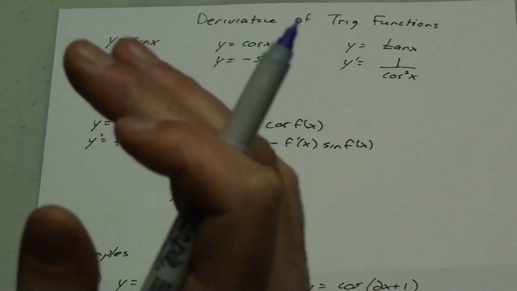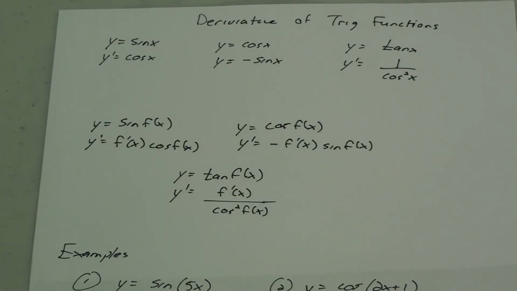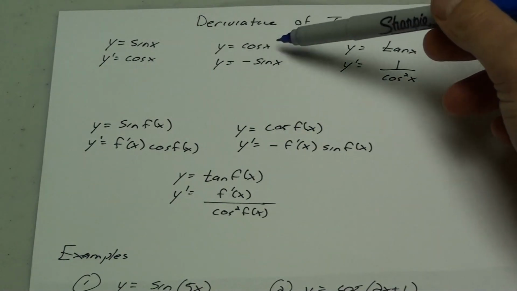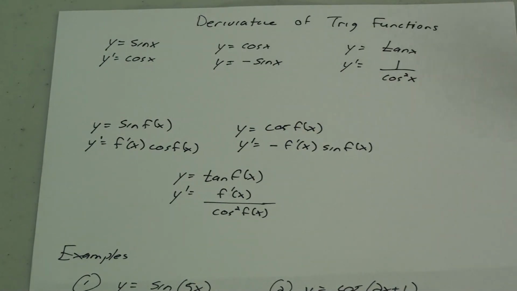Okay, so this is a lesson on the derivative of trig functions. The derivative of sine x is cos x. The derivative of cos x is actually negative sine x. And the derivative of tan x is 1 over cos squared x.